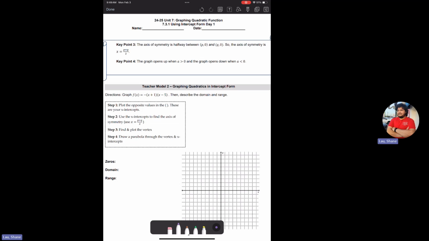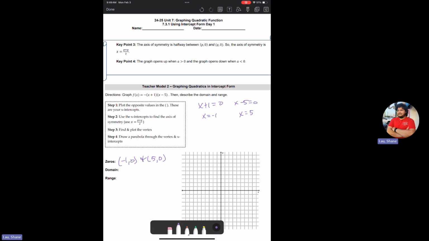Well, in this graph, I have f of x equals negative (x plus 1)(x minus 5). I'm going to describe the domain and range, and I'm going to graph it with the zeros. Well, the zeros part should be pretty easy. I have x plus 1 equals 0, and I have x minus 5 equals 0. Well, x equals -1, and x equals 5. So my zeros are going to be (-1, 0) and (5, 0). Just like that. Pretty simple.